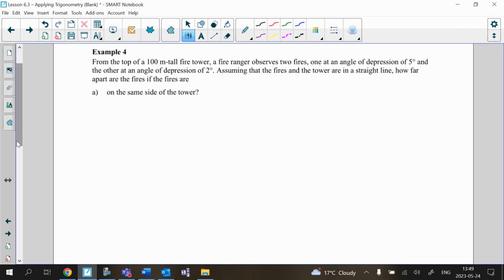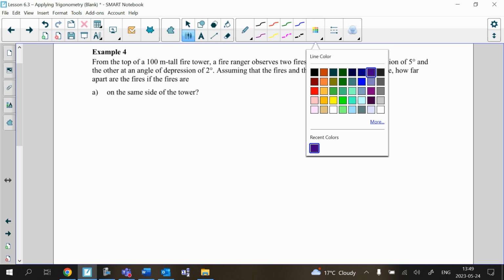Okay, so let's draw this situation much like we did the other one. So let's draw the fire tower.